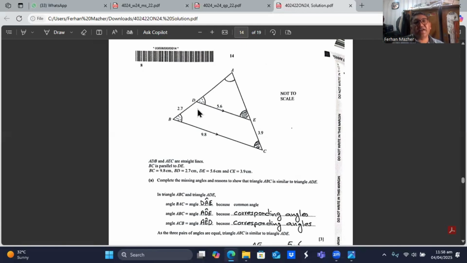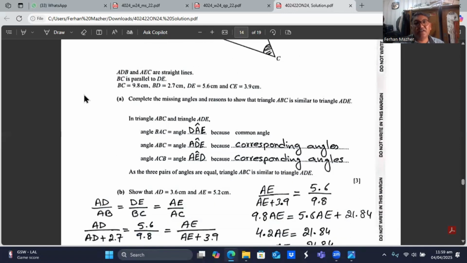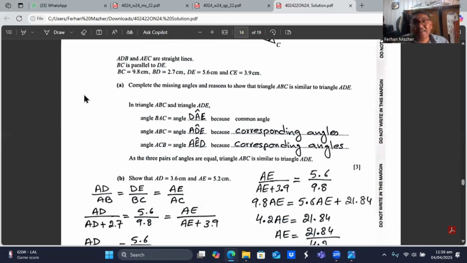So you can also understand from these shadings that I have, this angle is common. These two angles are equal to each other because they are the corresponding angles of the parallel lines. And these two angles are equal to each other because they are the corresponding angles of the parallel line. So this small triangle and the big triangle are similar to each other. So let me increase the size so you can also see it more clearly, because we need the diagram and the solution together. So that's why we have to squeeze it. Okay, so I hope now you are able to understand.